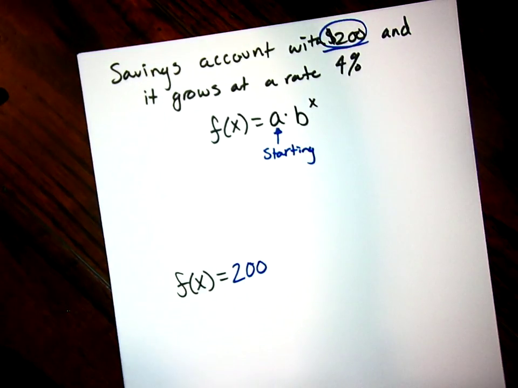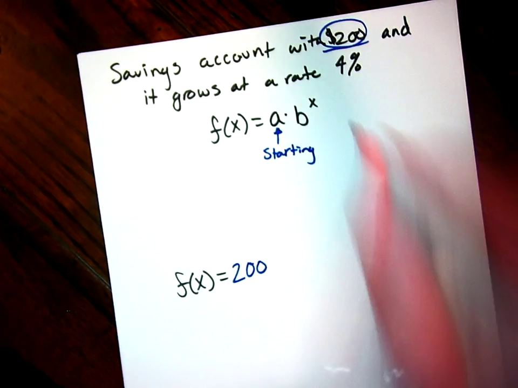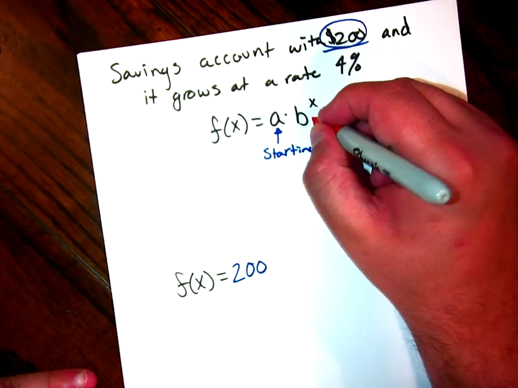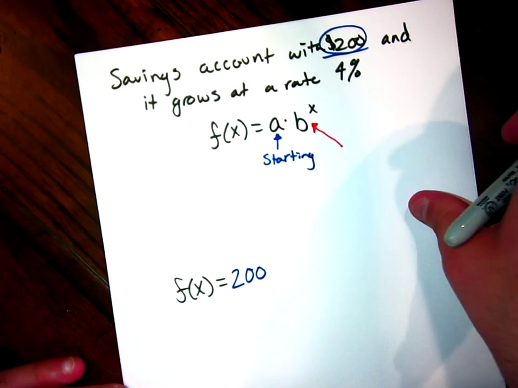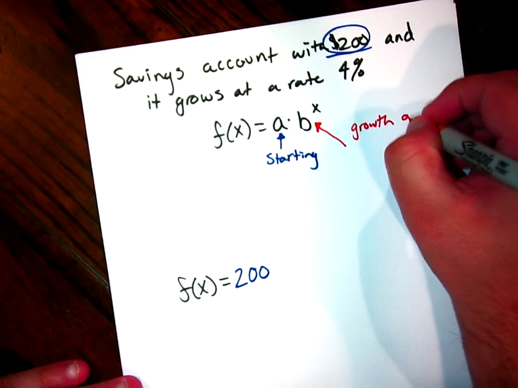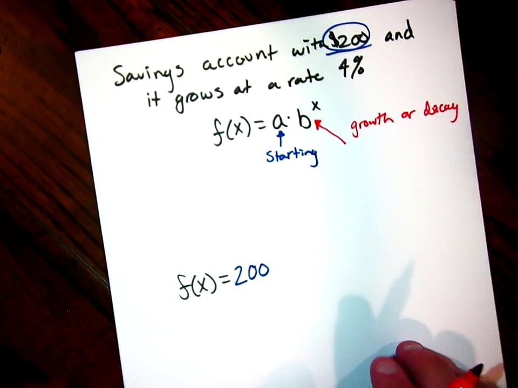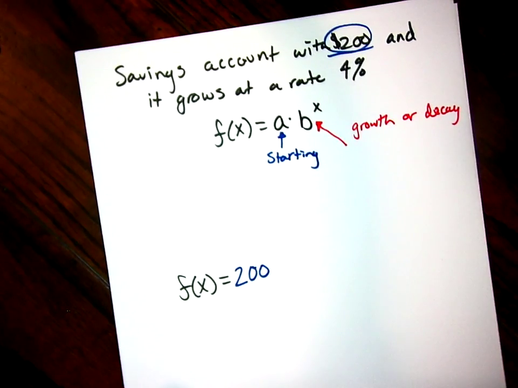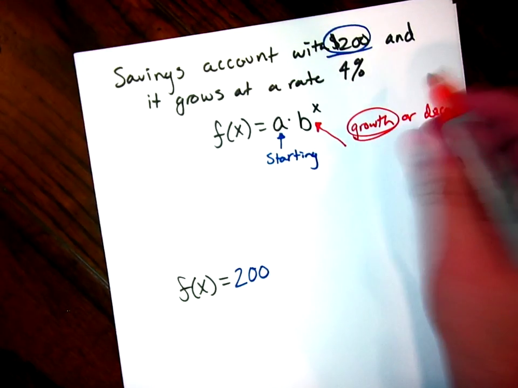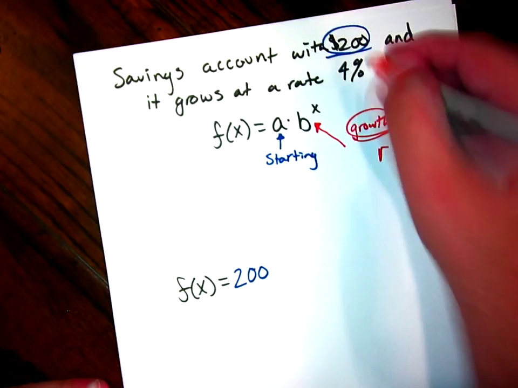Now we need to figure out what this b is. What is the b value? So now I need to look at this. We know that b is going to be either growth or decay. When you're talking about savings accounts, that means you're getting money. If you're increasing something, that's going to be growth. I'm getting more money, and so I need an r. There has to be a rate, and it gives it to you right here. The rate is 4%.